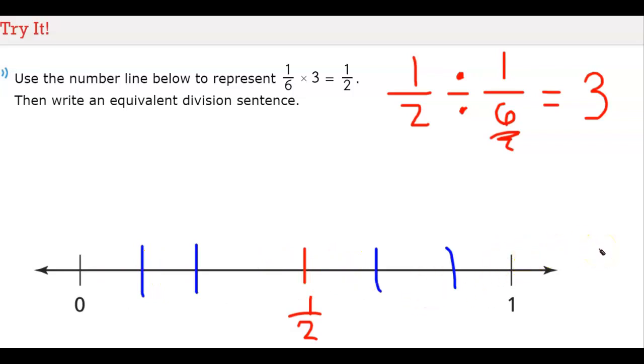So we're dividing the half into 1/6. So we're going to see how many 1/6 we can get out of 1/2. I'm just going to choose a different color. We have 1/6, 1/6, 1/6. And we're only circling on this side of the half because we're dividing only the half into 1/6 parts, not the whole. So our answer again is 3, and our number line represents that.